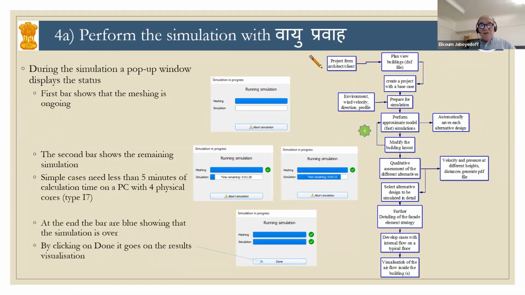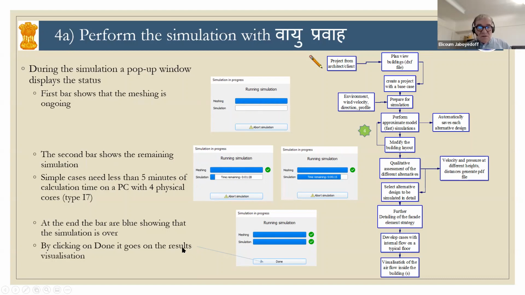And then during the simulation, you get the pop-up windows. It's showing here, you see the meshing. That's the meshing. The meshing is the preparation of the model actually to run OpenFOAM. And then after, you can see the time remaining. Once the meshing is completed, you have a bar here showing the typical time remaining. So for many block kind of model, it takes a few minutes. Generally, it's less than 5 minutes to get an answer.